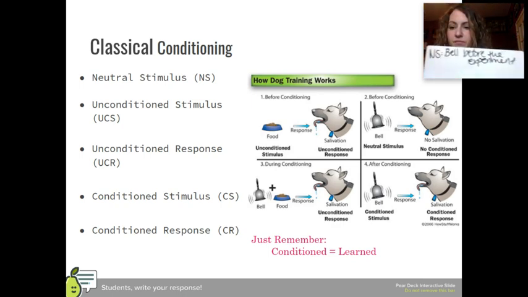Is the neutral stimulus. It's the bell before the experiment. If you ring a bell at a dog, they're not going to have any response. They're going to look at you and be like, what? Okay, so UCS, UCR, CS, and CR. That's always in that order.